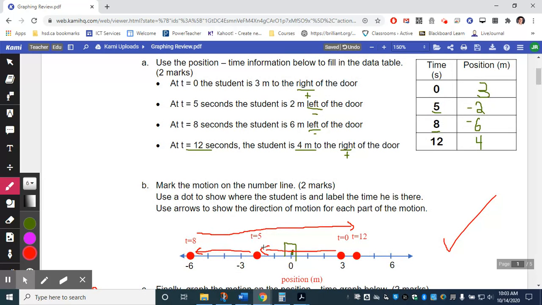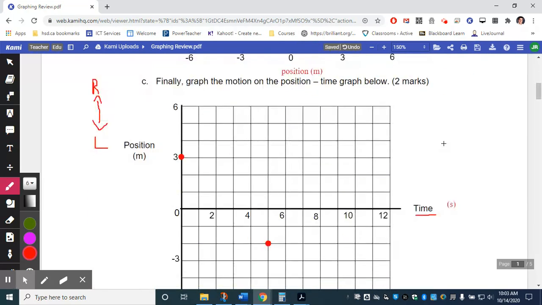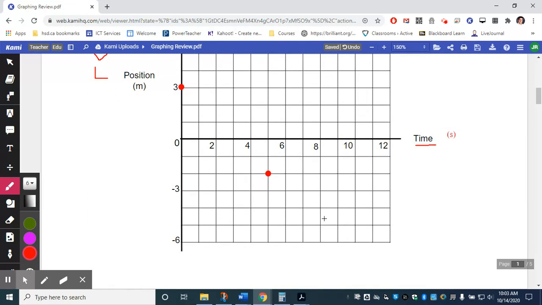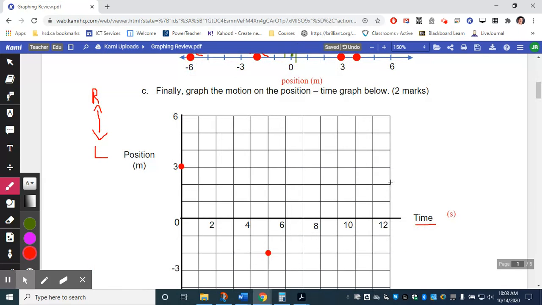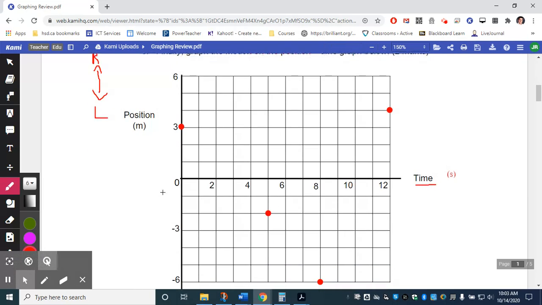5 and minus 2, right? And then at 8 seconds, we're at minus 6. So here's 8 seconds, and we're going to go all the way down to minus 6. And then finally, at 12 seconds, we're at plus 4. Plus 4 is way up here. That's right there. So now we've got all of these points.